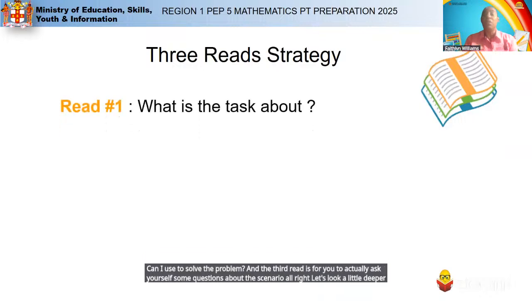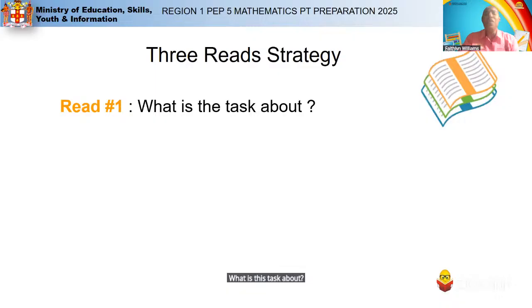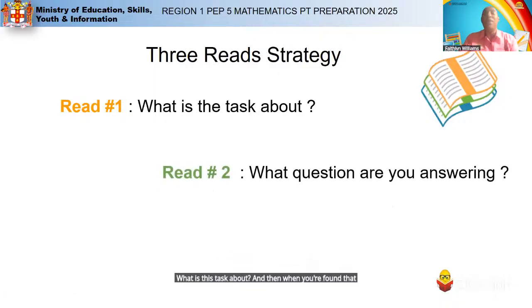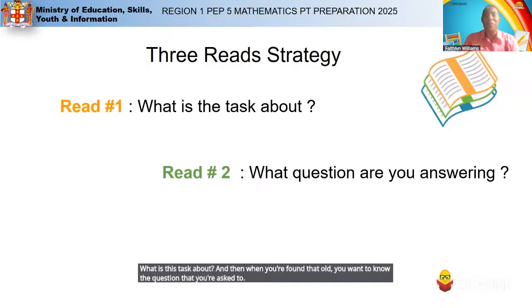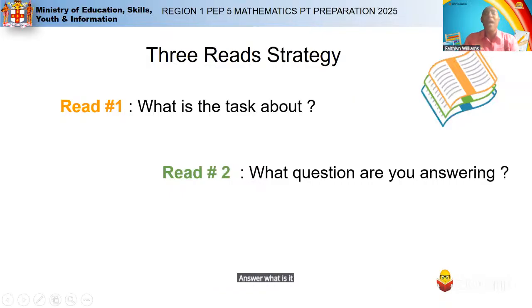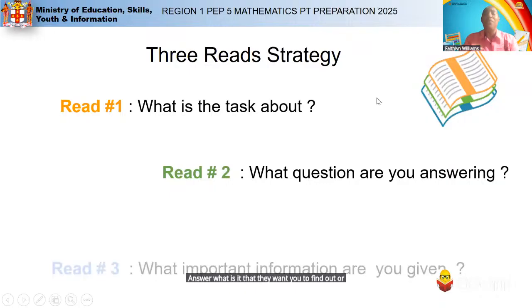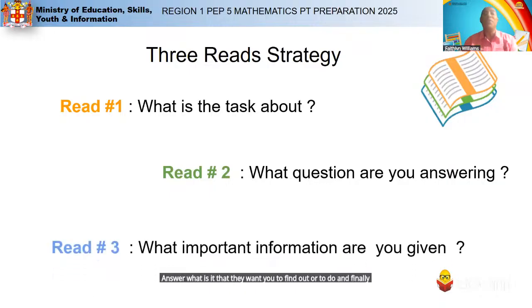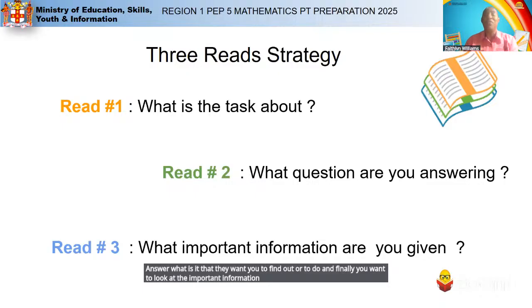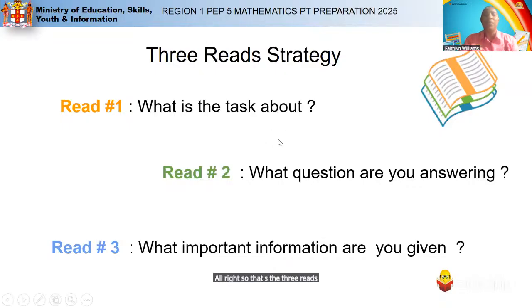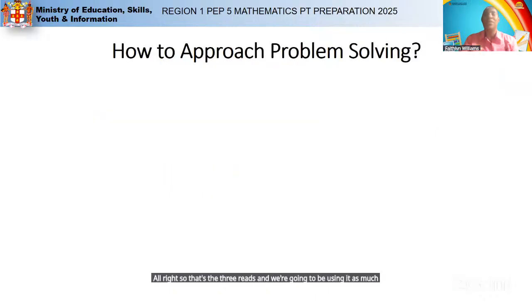So again, for the 3 reads, the first thing you should be saying to yourself is, what is this task about? And then when you've found that out, you want to know the question that you're asked to answer. What is it that they want you to find out or to do? And finally, you want to look at the important information that is given so that you can now answer the question that you are asked. All right? So that's the 3 reads, and we're going to be using it as much as possible in today's presentation.